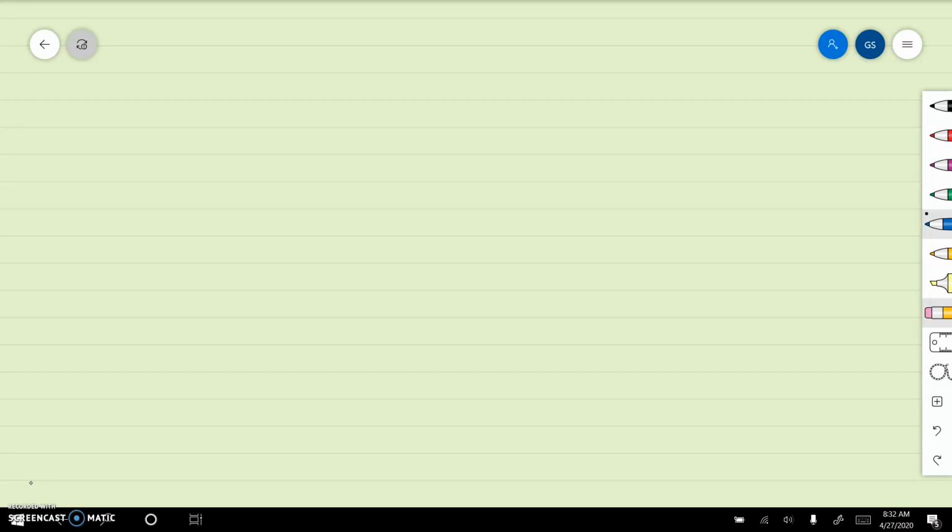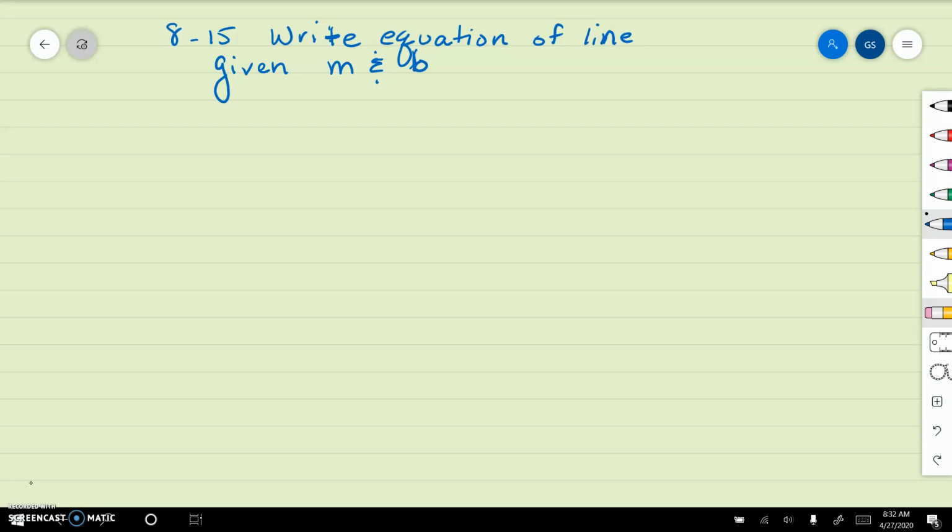I need a pen. 8:15, and that is going to be writing the equation of the line given the slope and the y-intercept. So we're going to say write equation of line. Okay, and we're going to be given the m and the b. Okay, the m and the b.